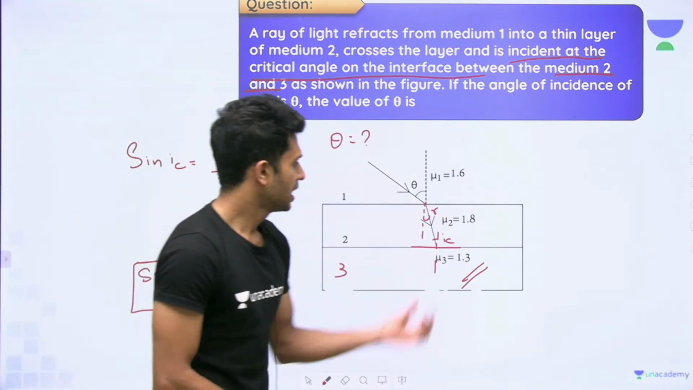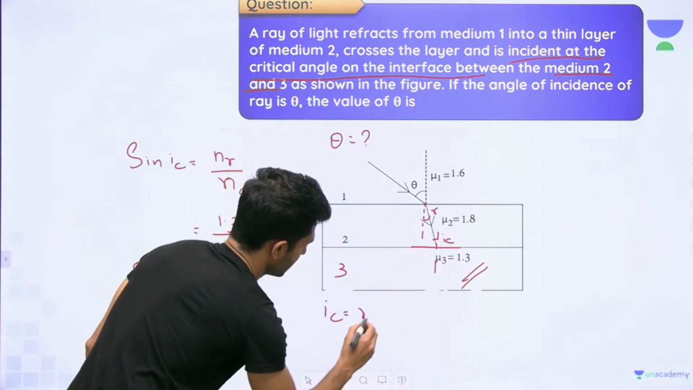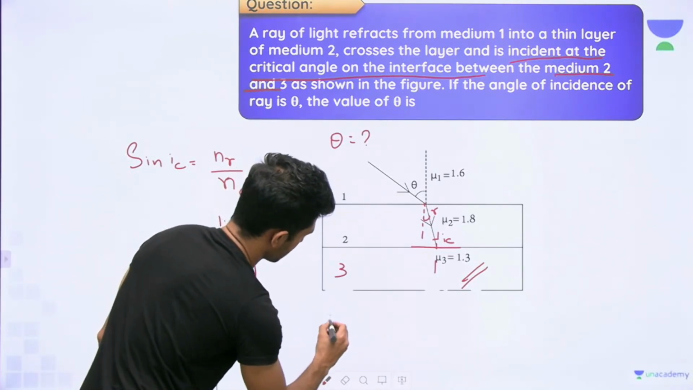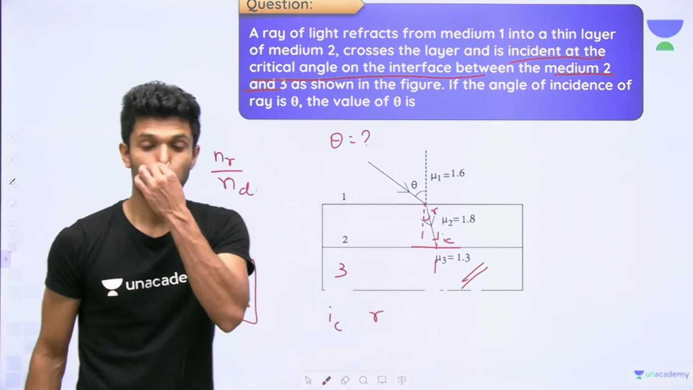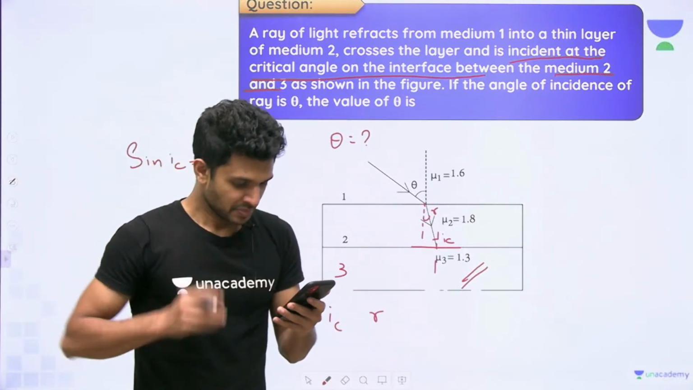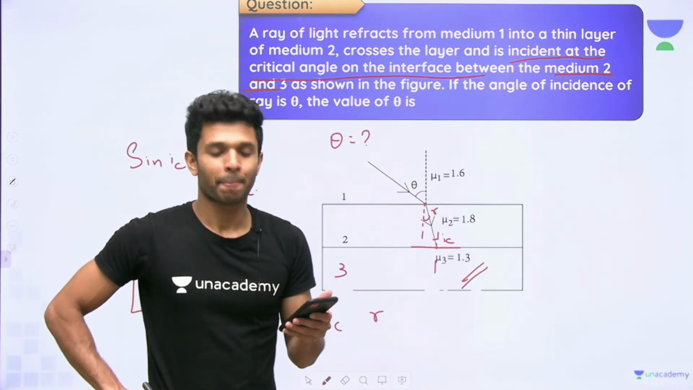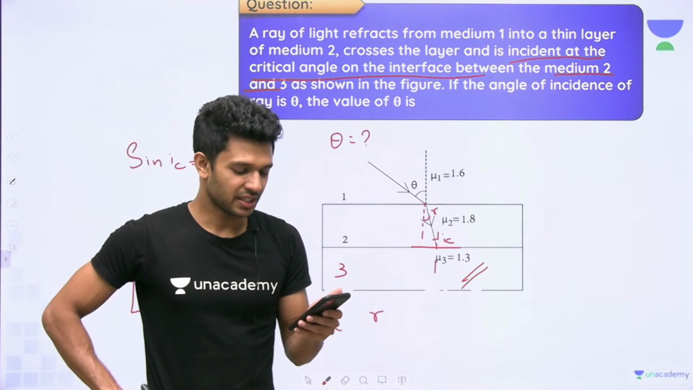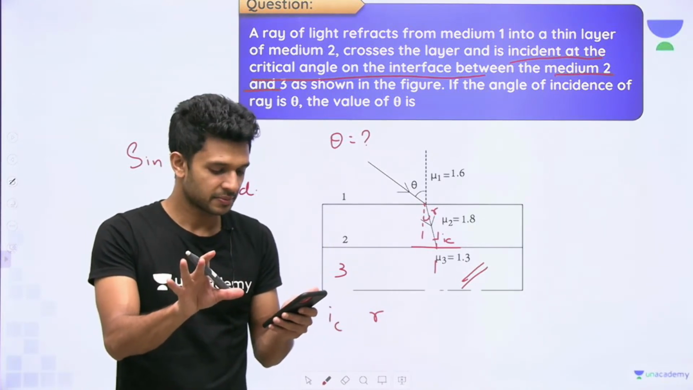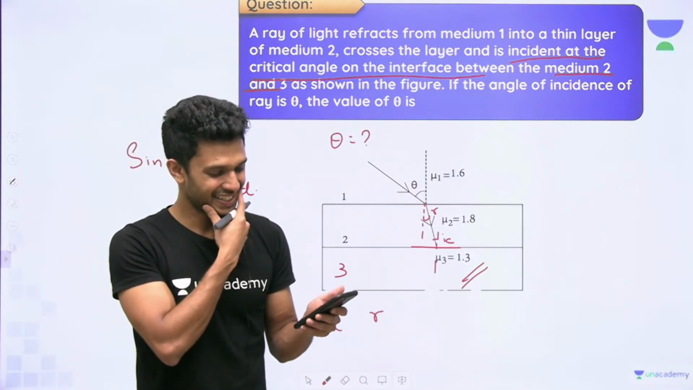Now who can tell me, is there any relationship existing between IC and R? Is there any relation? Look carefully and tell me. I'll also look into the chat box. Any relationship between IC and R? I don't want the final answer. Tell me, any relationship exists between IC and R? Is there any relation? Definitely there is a relation.